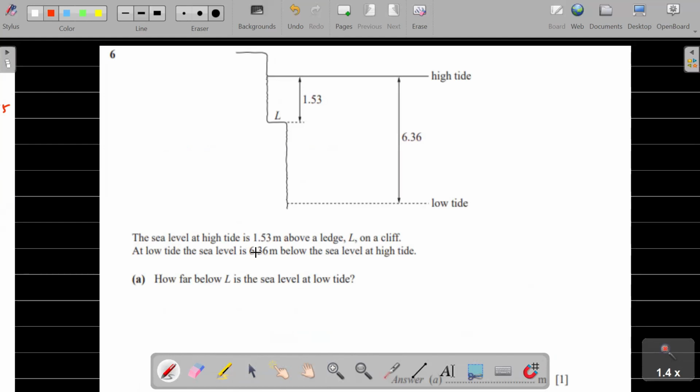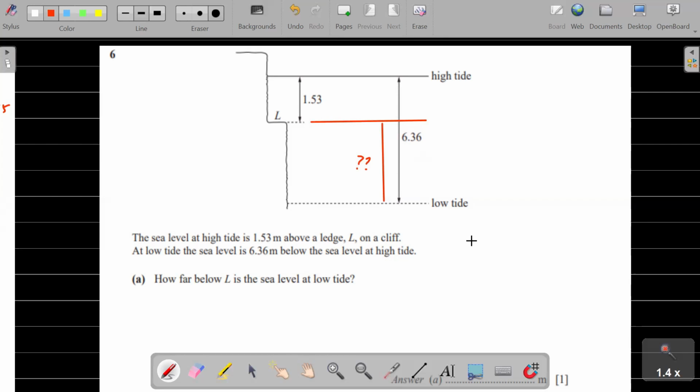The sea level at high tide is 1.53 above the ledge L on a cliff. How far below L is the sea level at low tide? It means that we need to calculate the difference, this length span, this distance. So what will we be doing?